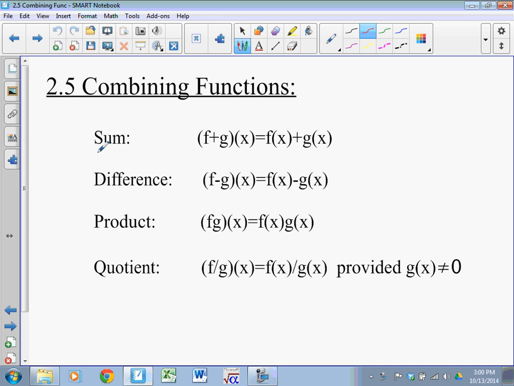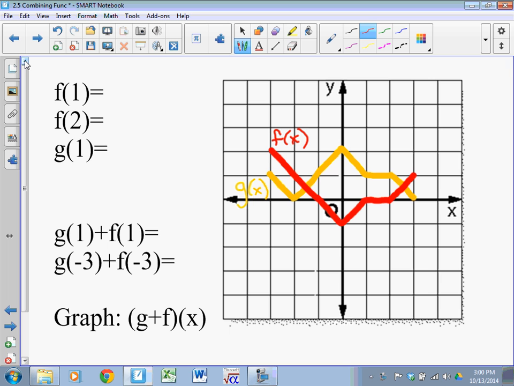So if we have the sum of two functions, you just add them. Difference, you subtract them. Product, you multiply them. Quotient, you divide them, as long as one of them is not 0. So let's start off by looking at them in terms of a graph.